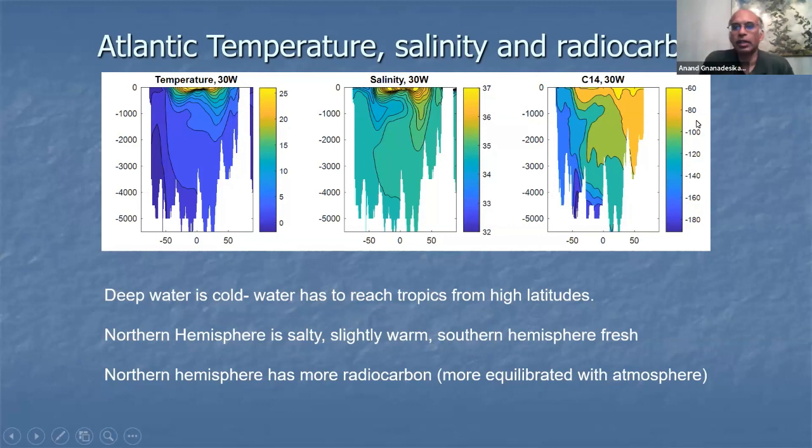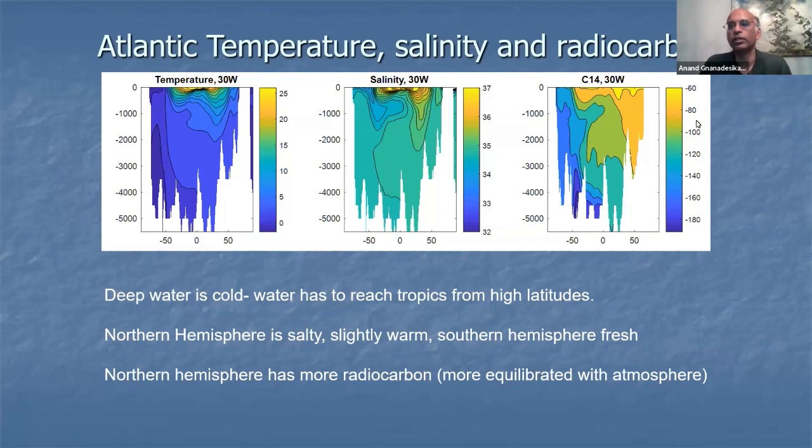Radiocarbon is my favorite tracer ever. Radiocarbon is produced by galactic cosmic rays from the black hole in the middle of the galaxy, hitting nitrogen in the upper atmosphere and turning it into C14. It then equilibrates very slowly with the ocean. Most of the radiocarbon in the atmosphere-ocean system is in the ocean, and then it decays at roughly 1 part per thousand per 10 years.